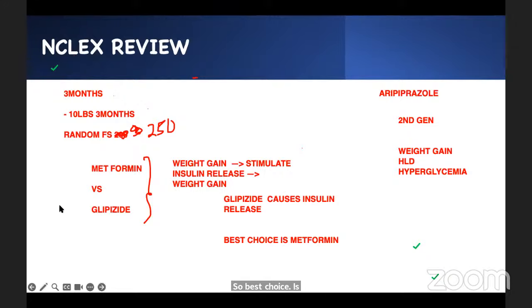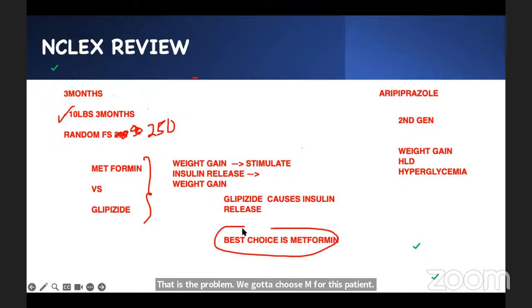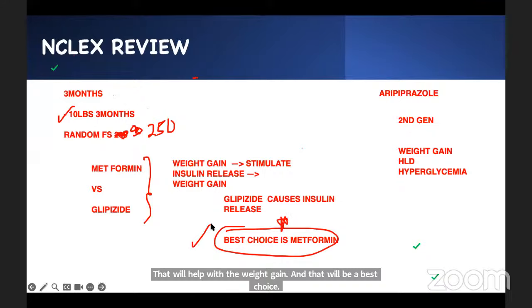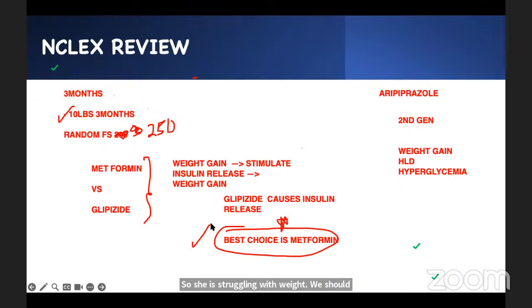So that's the problem. We have to choose metformin for this patient. That will help with the weight gain, and that will be the best choice. So if she is struggling with weight, we should give her this one. So that is the concept there.